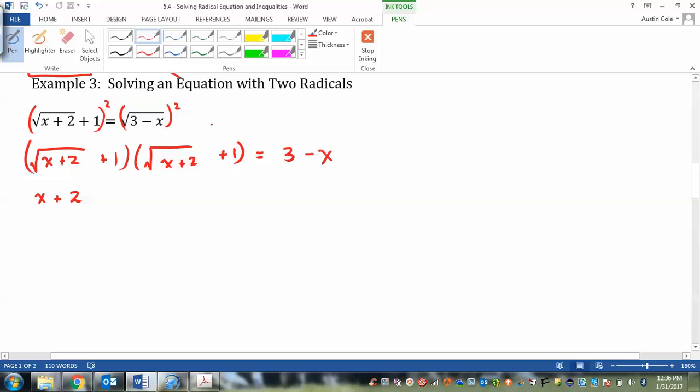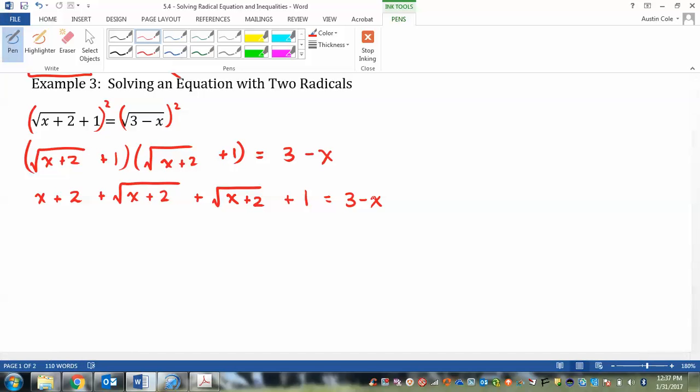Square root of x plus 2 times 1, that's just going to be the square root of x plus 2. Again, we're still FOILing. 1 times the square root of x plus 2 is going to give me plus square root of x plus 2. And then lastly, 1 times 1 is 1. And I have 3 minus x on the right. So we've FOILed on the left-hand side. Now, let's combine like terms here.